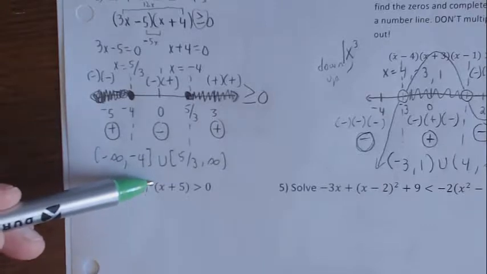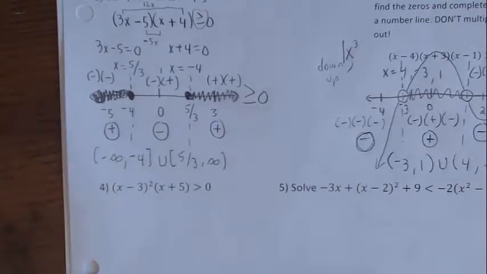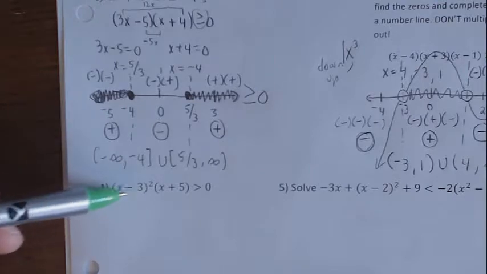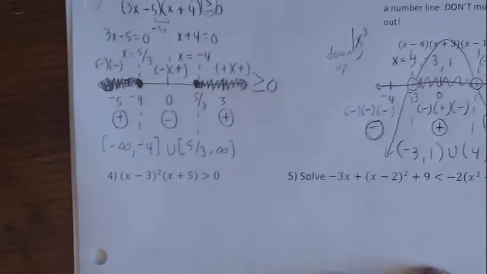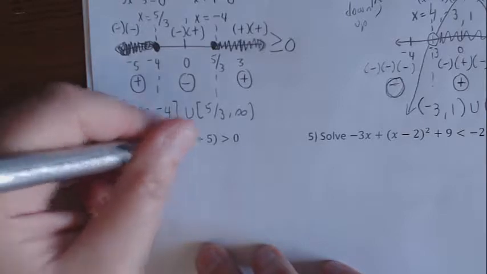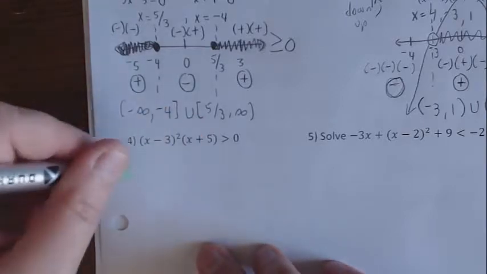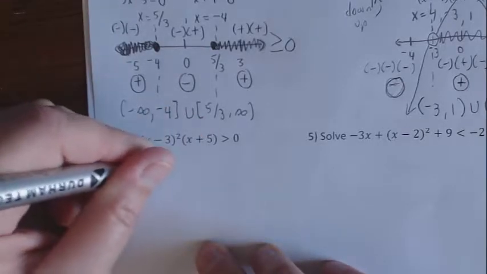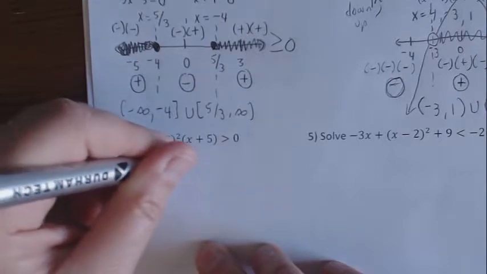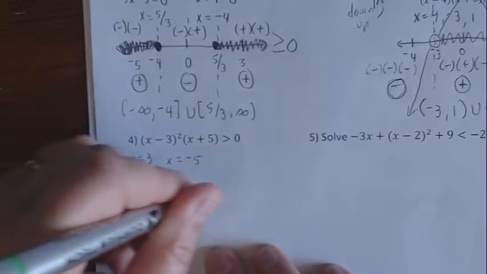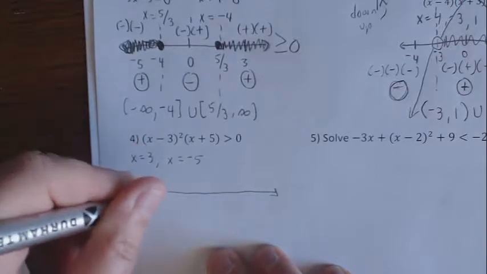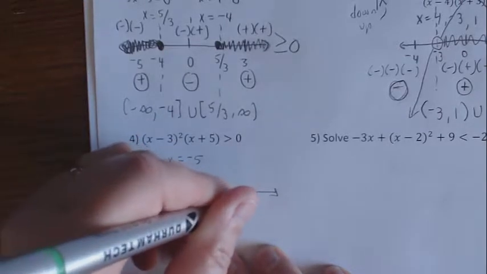Okay, so example 4, we finally have something a little different. Notice the exponent 2 here. It's already factored, so we don't have to multiply it out. We just need the zeros, and the zeros occur at 3 and at -5. But the 3 has a multiplicity of 2, so we're going to see what happens.